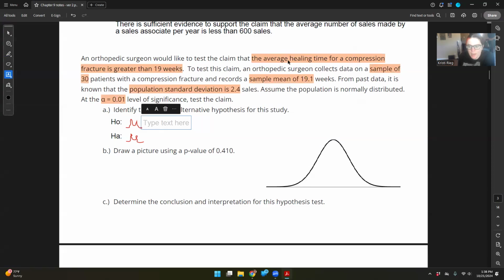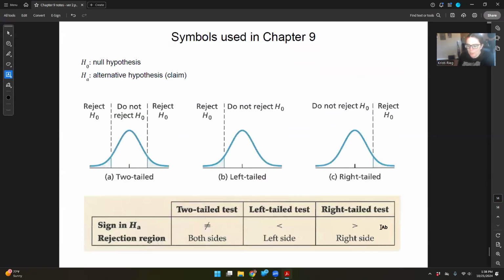Where's our claim? The average healing time for a compression fracture is greater than 19 weeks. So always go to the alternative first. Mu is greater than 19 weeks. Null is always equal. Alternative is whatever the claim is. And since it's greater than, then we have a greater than. Coming back here, greater than is a right-tailed test, so it's going to look like this picture right here.